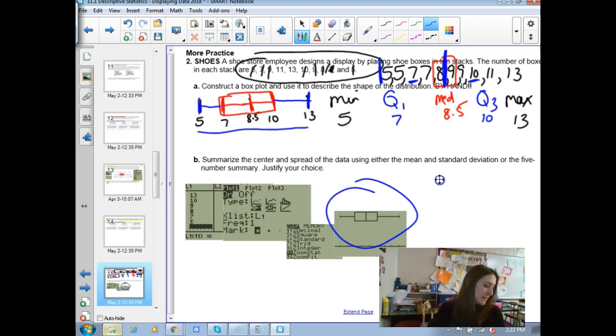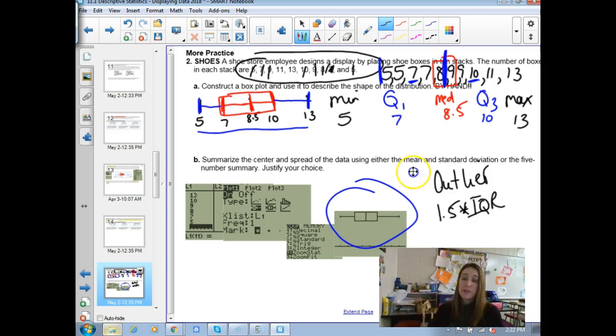But what we're going to do next is talk about whether or not there's an outlier. An outlier is anything that is 1.5 times beyond the interquartile range. When you find the interquartile range, which is Q3 minus Q1, for our problem here, that's 3.